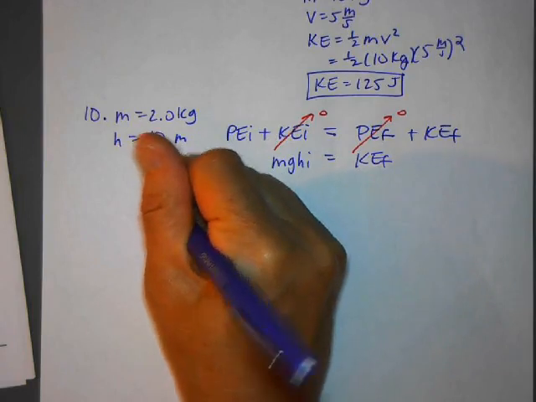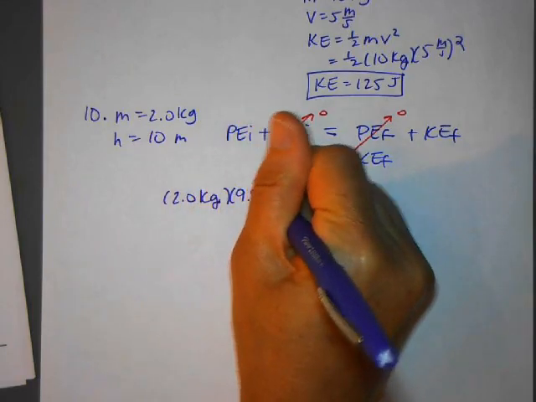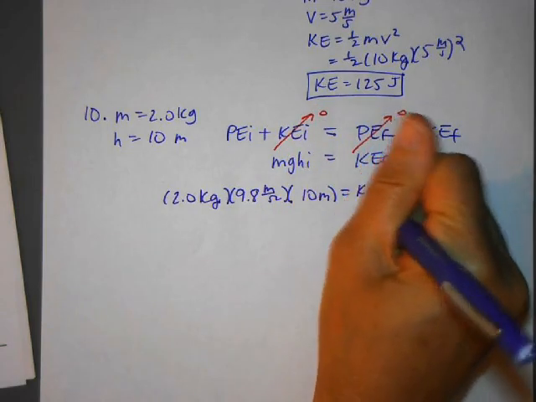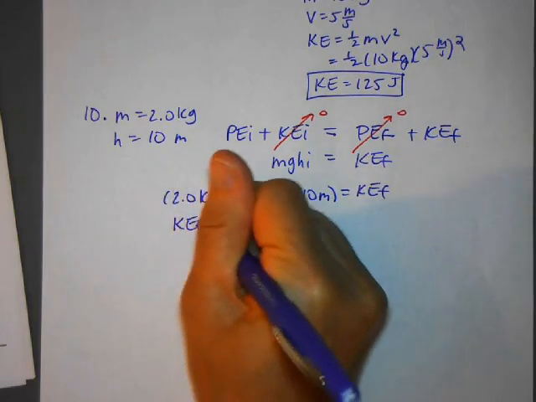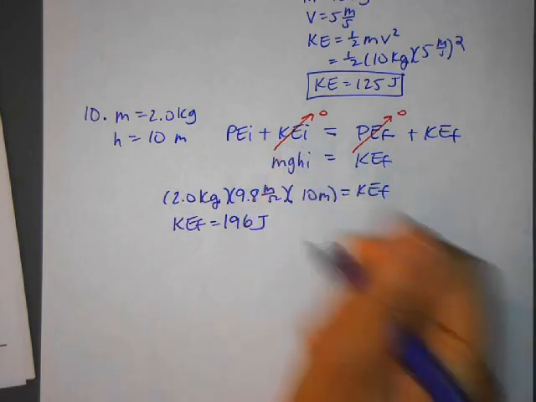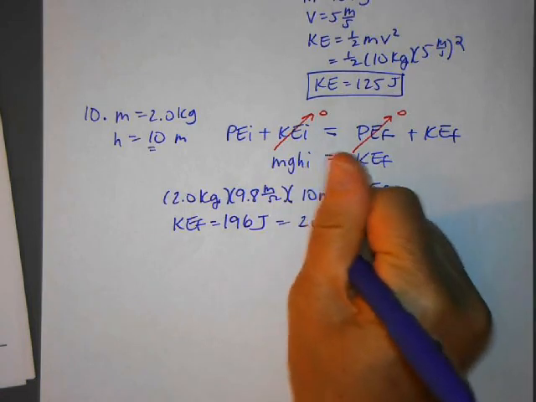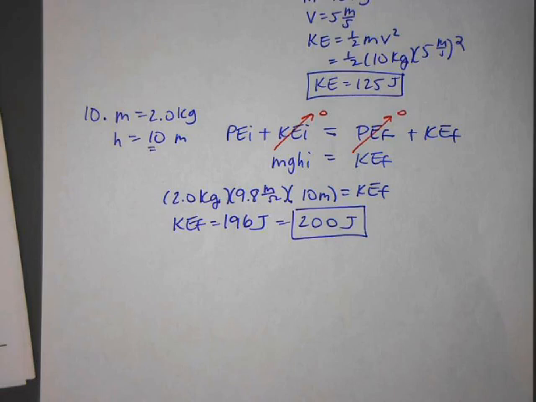So the mass is 2 kilograms times 9.8 meters per second squared times 10 meters is equal to KEF. When we do that on our calculator, KEF comes out to be 196 joules, but this is only one significant figure. So when we round our final answer to one significant figure, it would be 200 joules. And that's number 11.